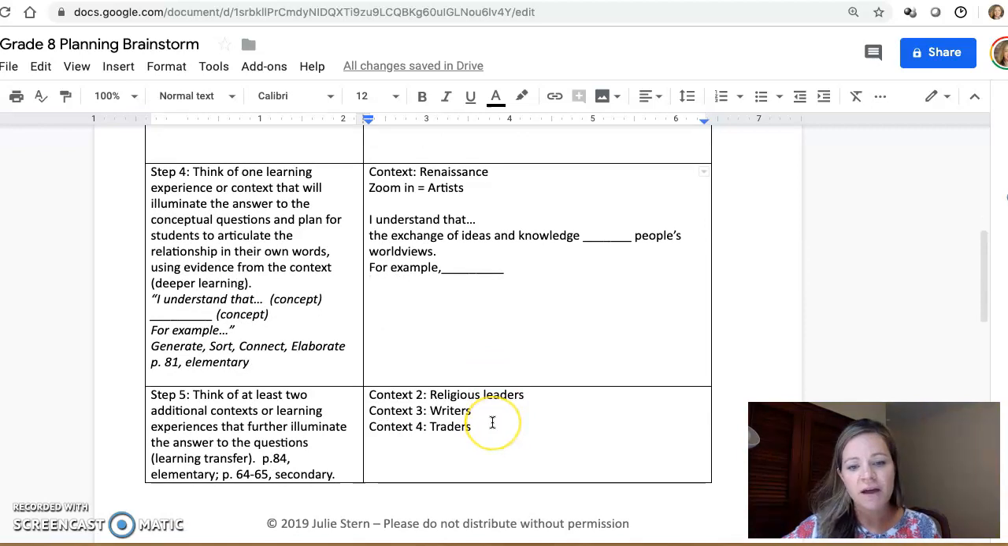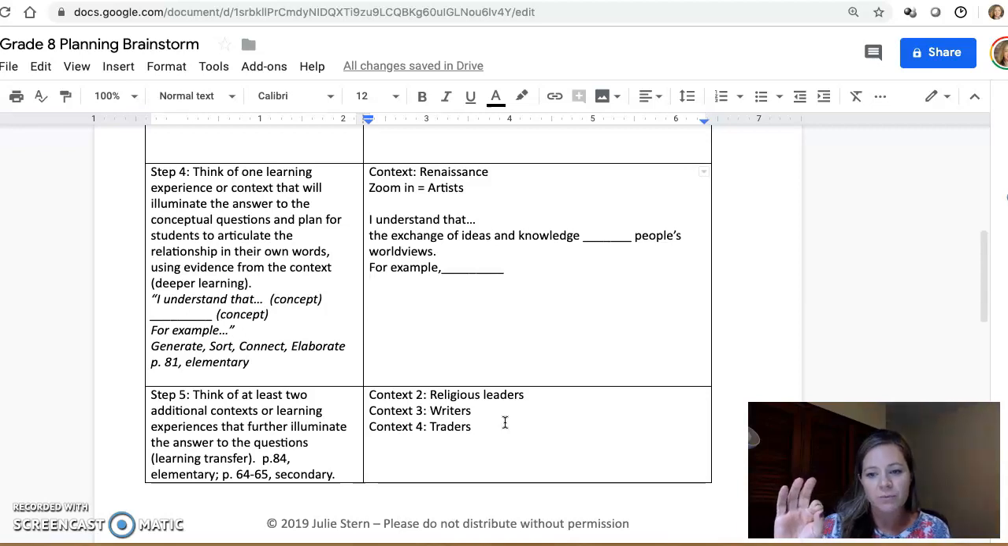And so then step 5 is to think of additional context. So this is just one way you can think about it. The Renaissance is such a huge period, and those learner outcomes are so big that I thought I could zoom in on the artist for the first context. Then I could come back and answer that question. How does exchange of ideas impact people's worldview?